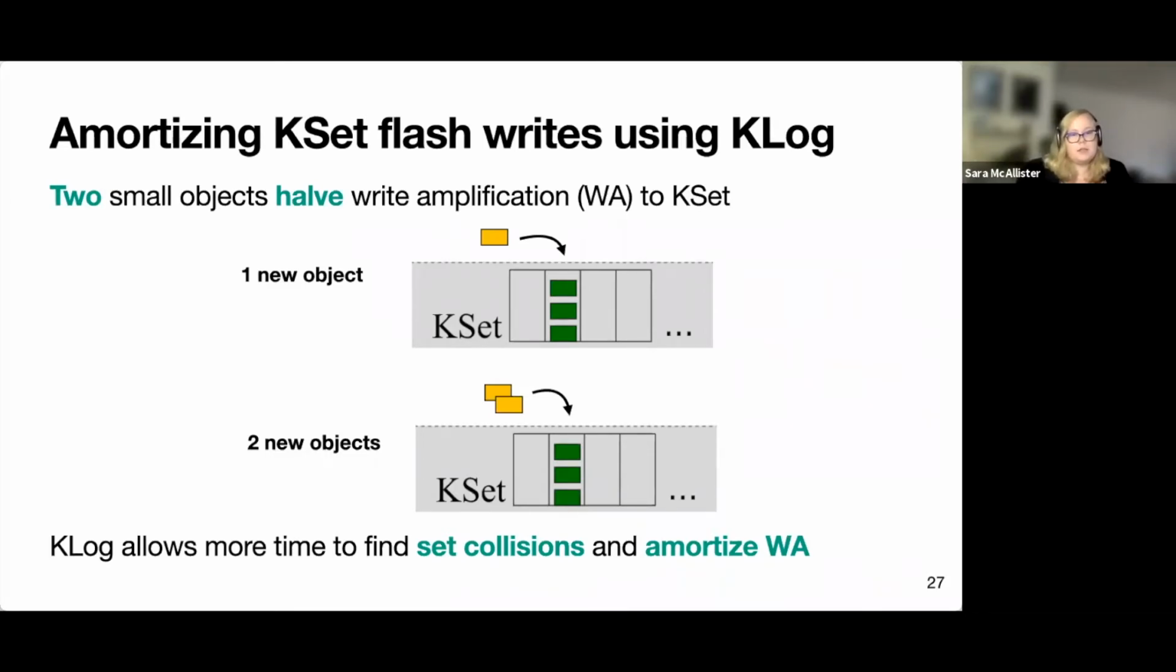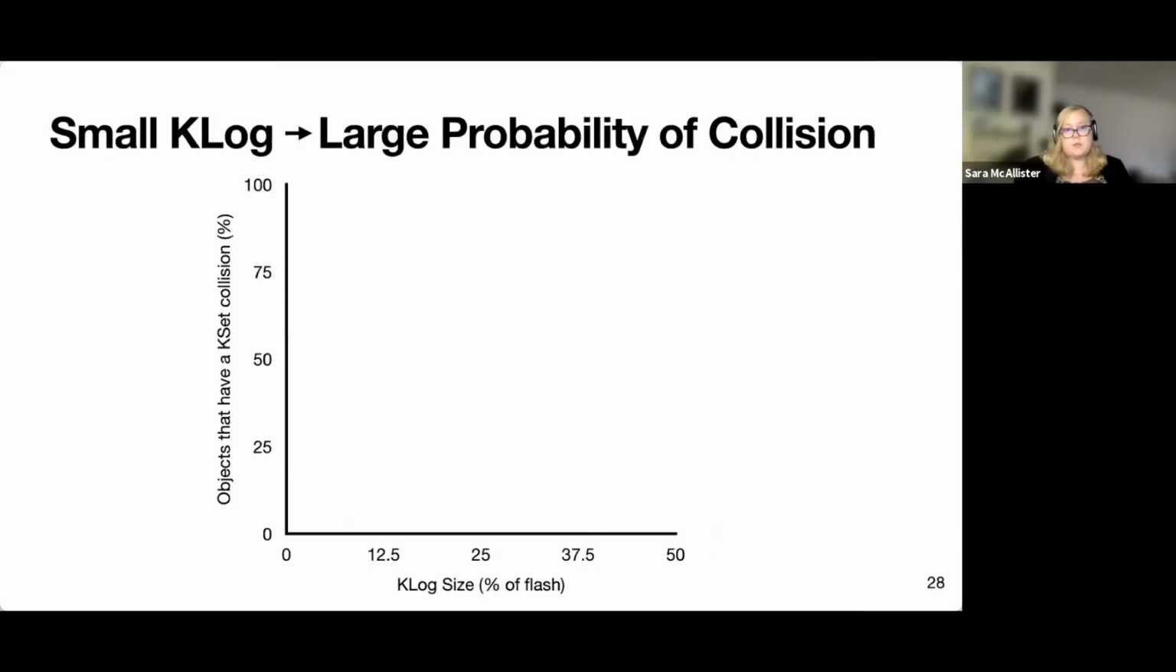And so KLog allows us to have more time to find these set collisions by dedicating this 5 to 10% of flash to the log. And thus, when we find these set collisions, we can amortize the write amplification. And we can do this with even a very small KLog.